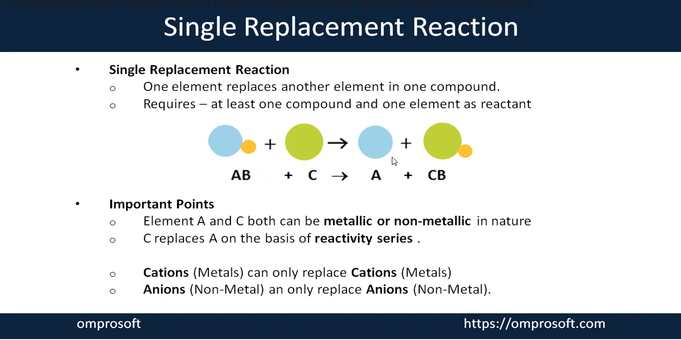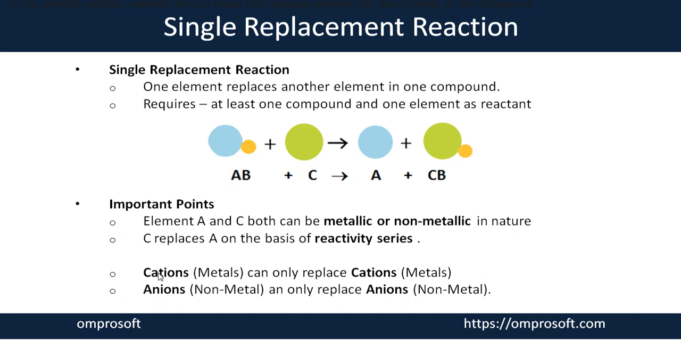Here, as I told you, you have at least one compound and one element. The element which is able to replace the other must be of the same nature, and the replacement occurs on the basis of the reactivity series. As you see, C replaces A, which means C is more reactive than A. That is why C is able to replace A and form its own compound. So in a single replacement reaction you need one compound and one element, and the more reactive one replaces the other.